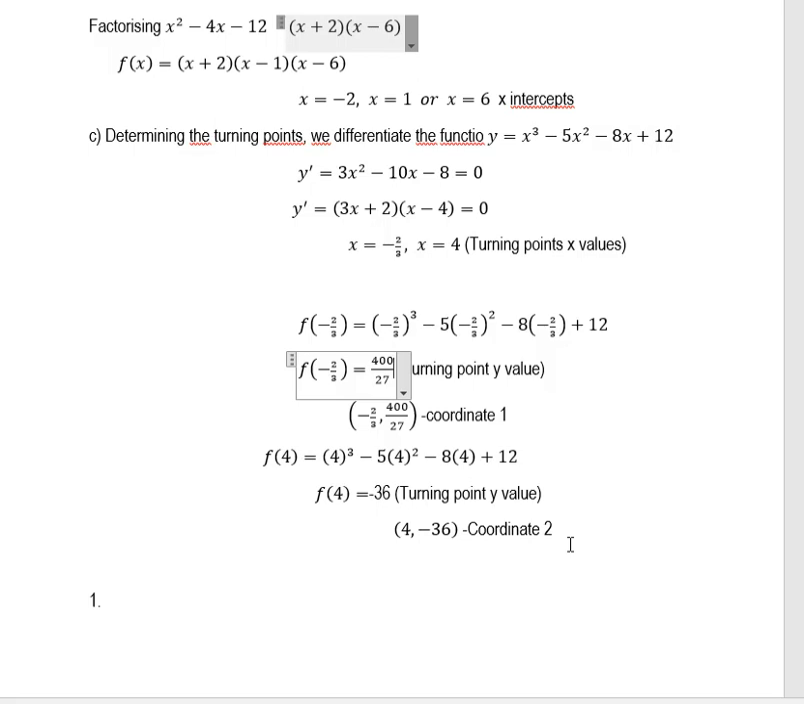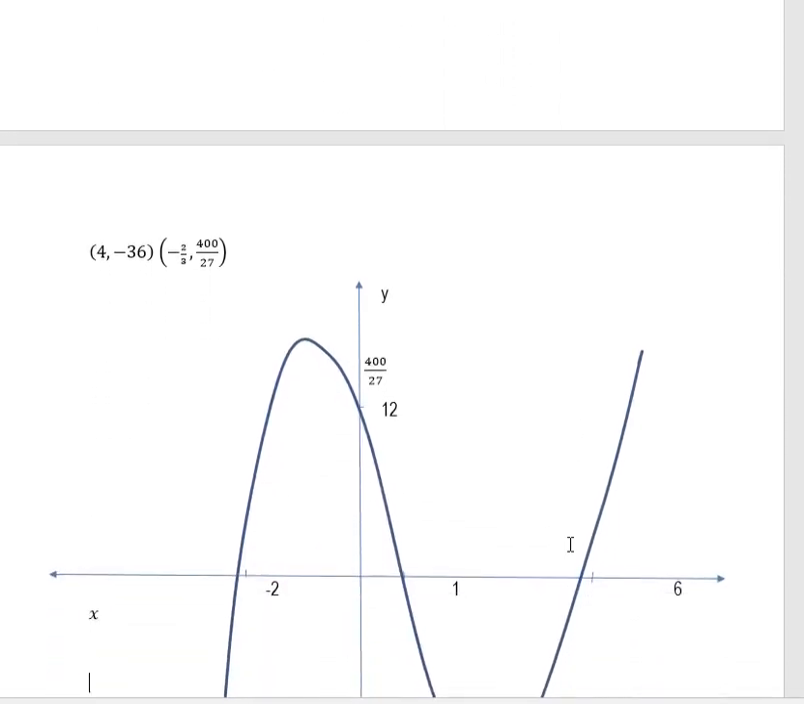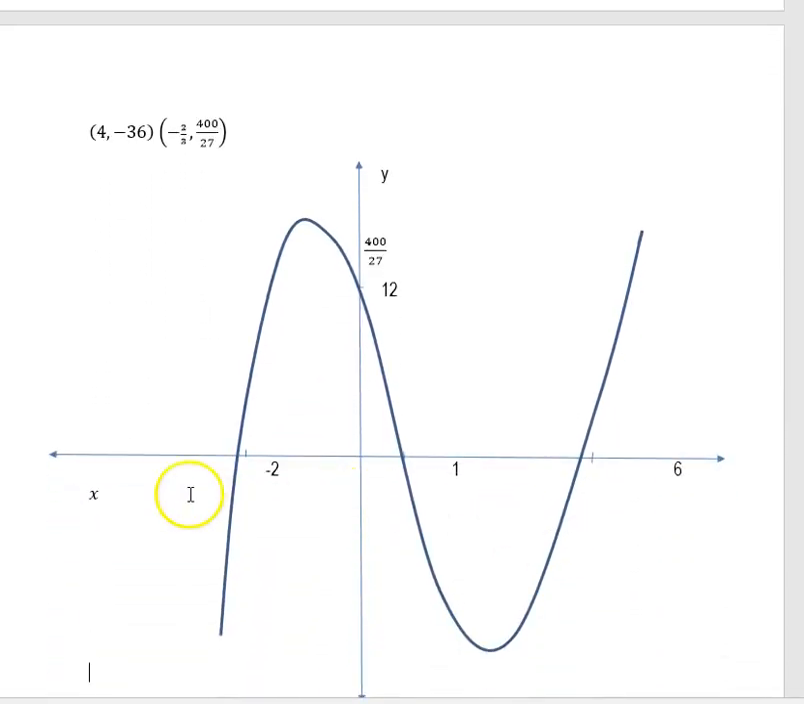Now, we've done all the necessary calculations. The next step is for us to sketch the graph. In sketching your graph, it is advisable that you get to know all the turning points. And so what I'm going to be doing now is I first of all write out all my turning points as well as my coordinates.